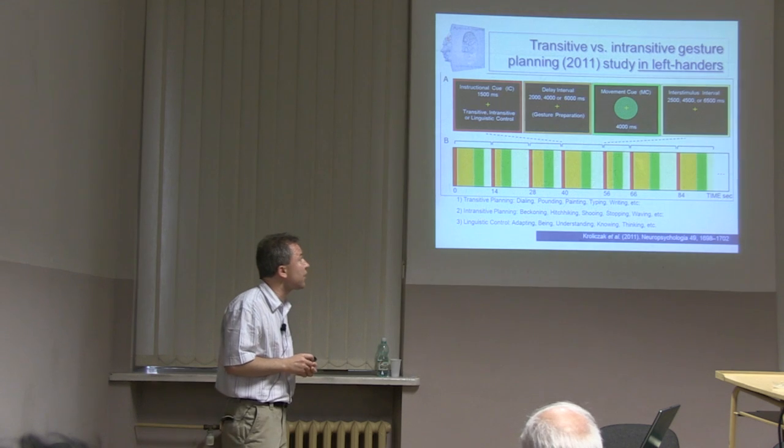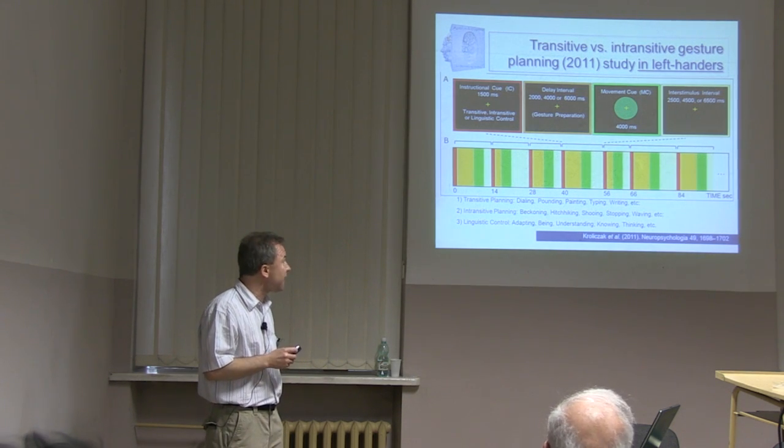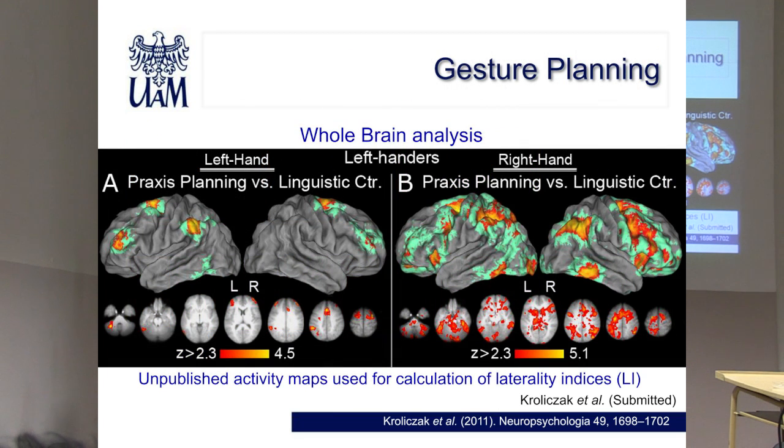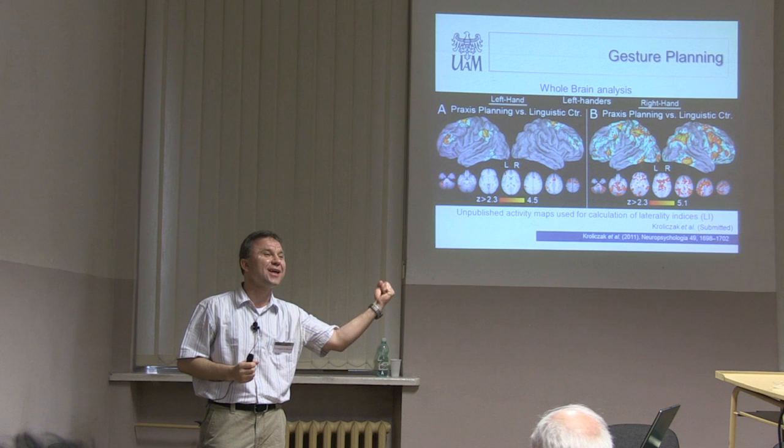So we started testing left-handers. It's the same paradigm, so I don't need to spend much time on this, and I will go immediately to the results. Here I'm showing first the results for the left hand. Note that I am no longer differentiating between tool use pantomimes and intransitive gestures because, again, I didn't see much of a difference. So I combined the two gesture categories, and I'm showing the activity for planning both gesture categories versus the linguistic control in left-handers using the left hand.